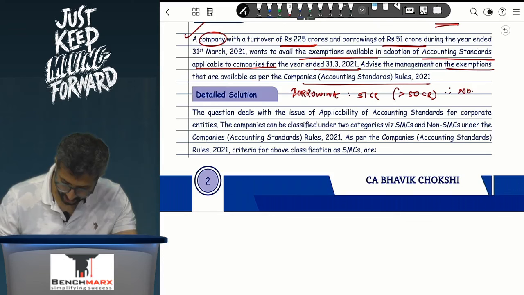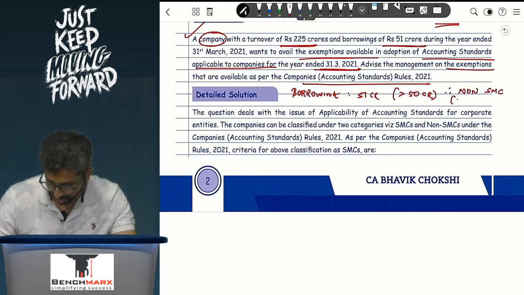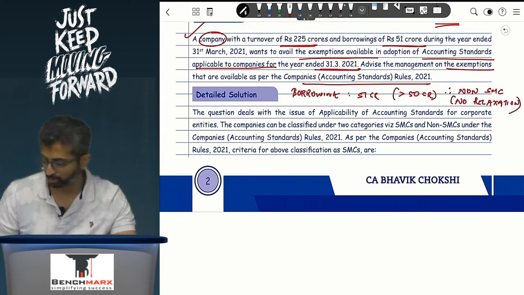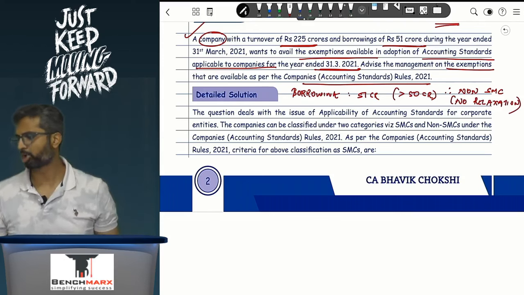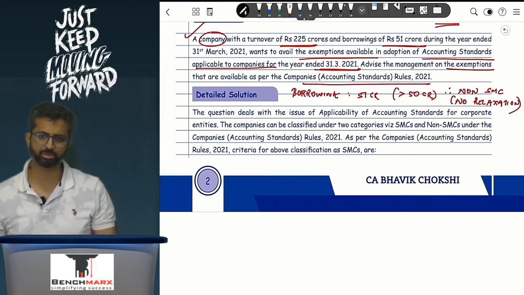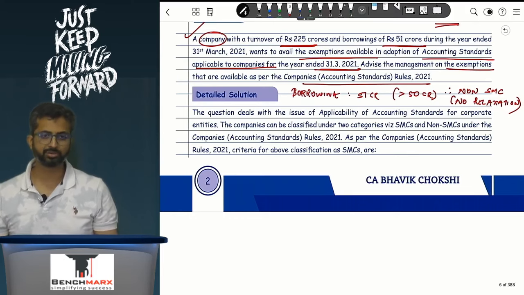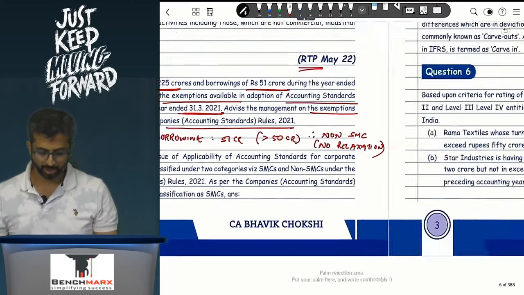Therefore, non-SMC (no relaxation/exemption). Borrowings are 51 crores, which is greater than 50 crores. Therefore, non-SMC (no relaxation). Are we clear with this? So that is question number 4.